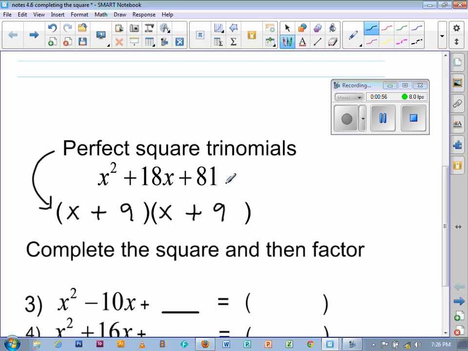And what the textbooks will do, they will not list it in expanded form. They'll write it in shorter notation using exponents. So they will basically do this. They'll put x plus 9 to the second power. Remember, these two are identical. There's no difference.